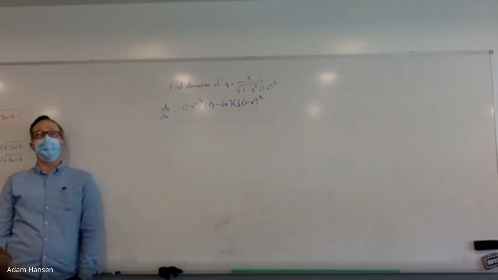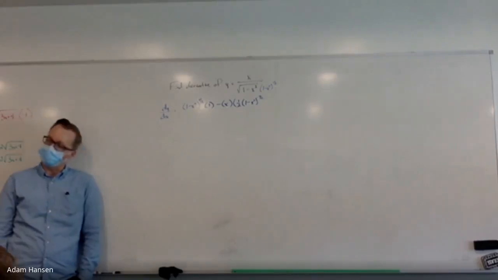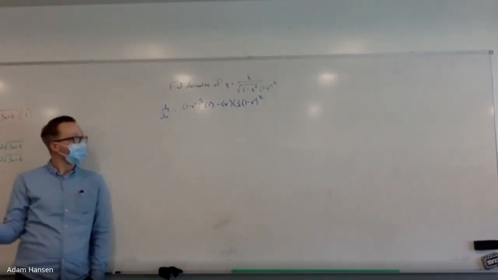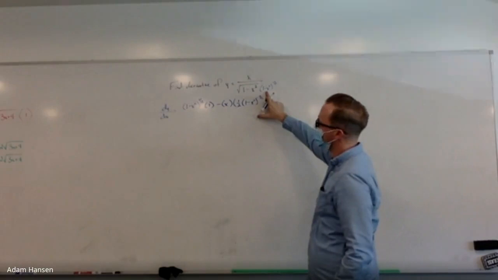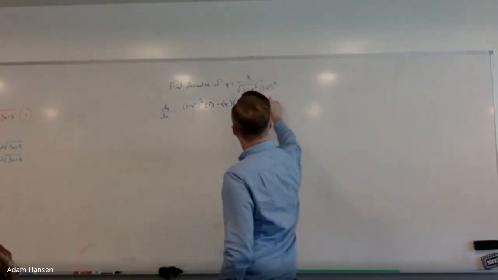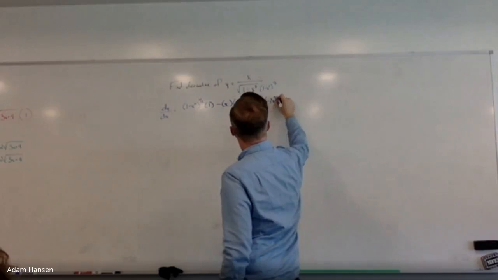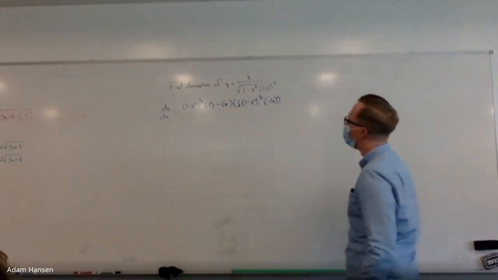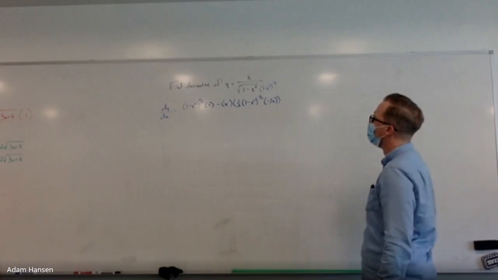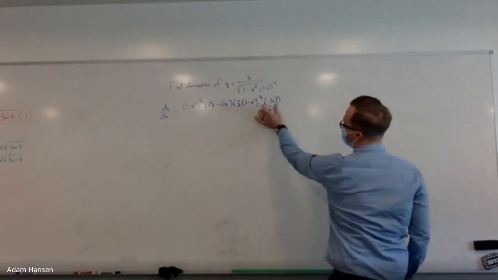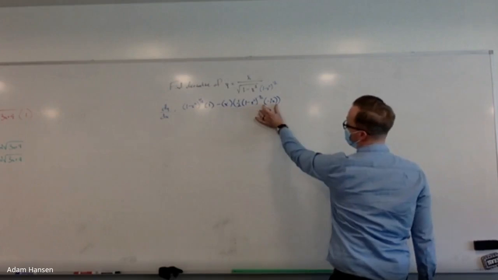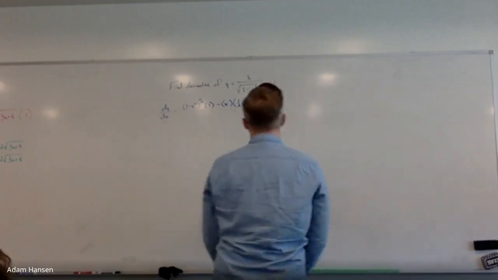I differentiated the outer function, the 1 half power part of that composite. I also need to make sure I take the derivative of the inner function, which is going to be what? Negative, close. What's the derivative of 1 minus x squared? Negative 2x. Take it one function at a time. We did the power rule part here, but then don't forget to also multiply times the derivative of the inner function, the other function that makes up that composite.